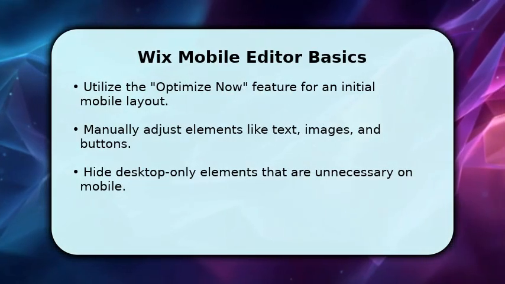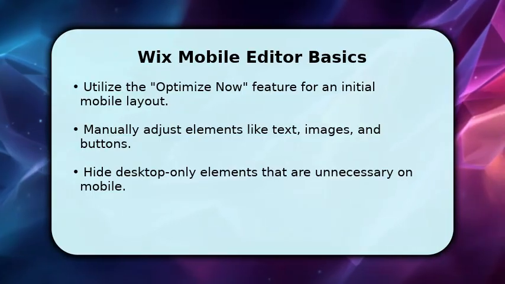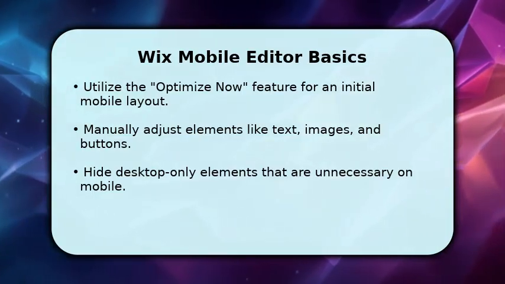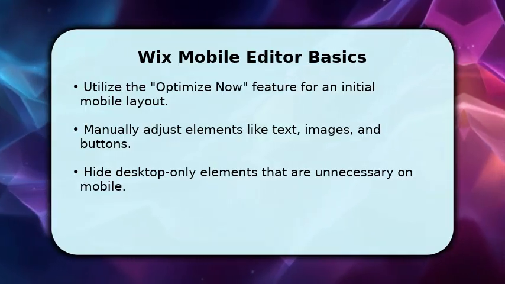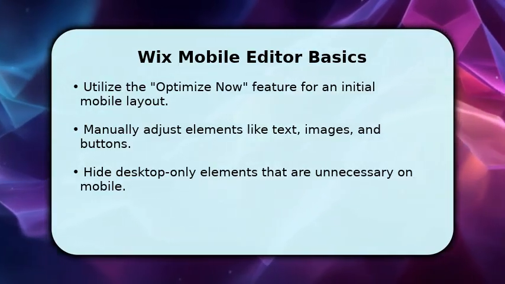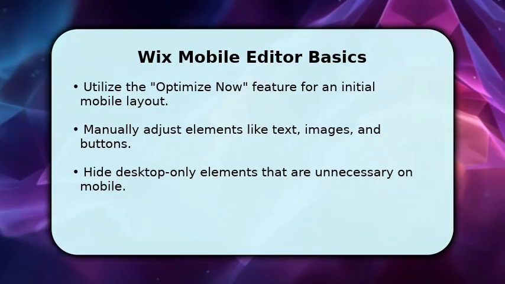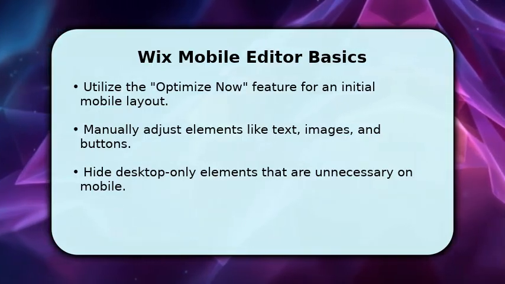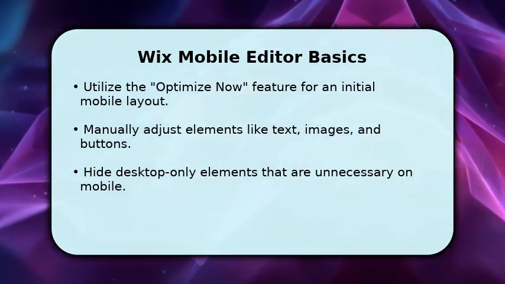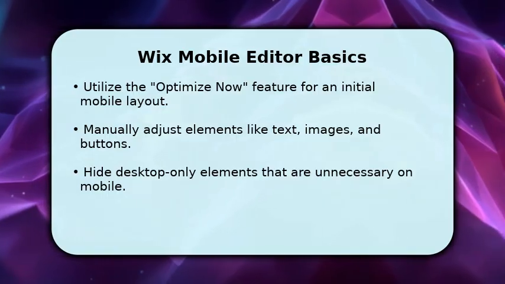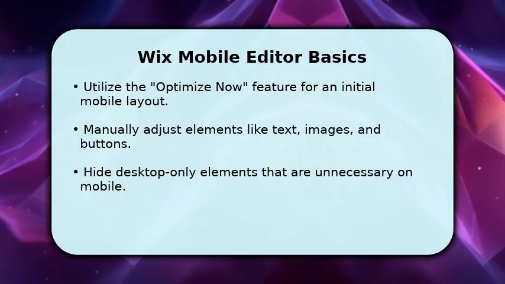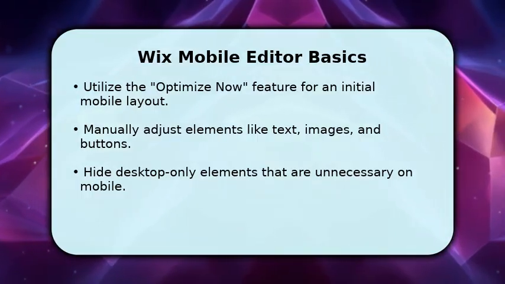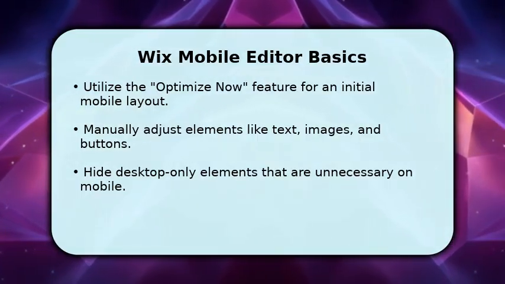Once in the mobile editor, begin by using the Optimize Now button. This feature provides a good starting point by automatically arranging your content. Next, you can manually drag and drop elements to refine their positioning. Pay close attention to text blocks, images, and buttons. For elements not suitable for mobile, simply select them and choose the Hide option. This ensures a clean, uncluttered view for your mobile visitors.